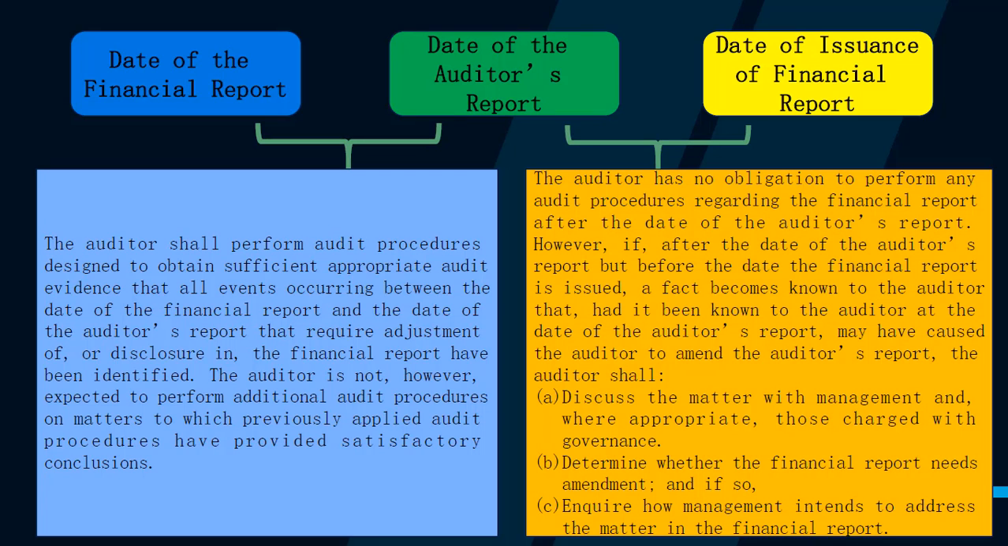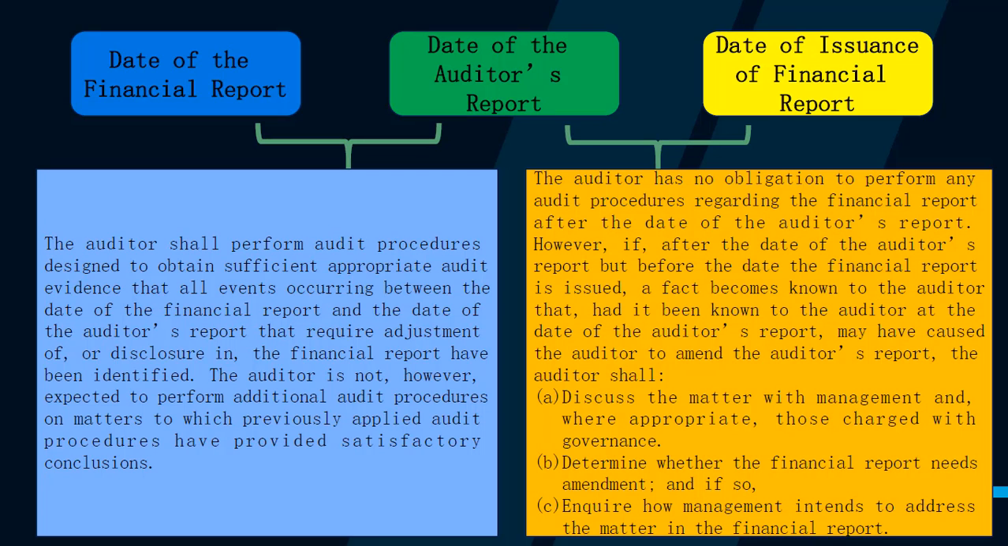Which means if you have already been satisfied with the evidence that you obtained, there is no need to perform additional procedures. But for subsequent events, if it is required for you to perform additional audit procedures which will provide you with additional proof or evidence, which will affect the financial report, then you have to perform it.